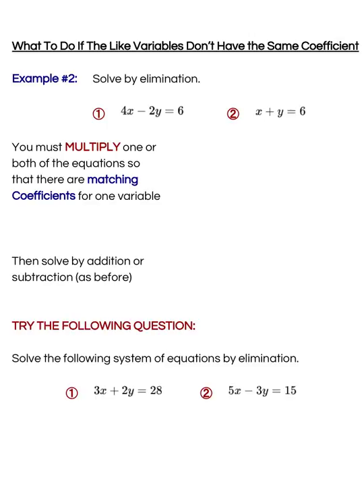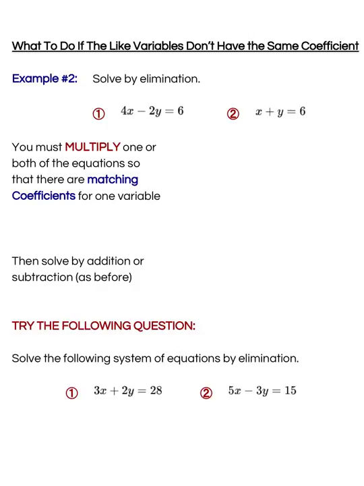And so what I'm going to talk about today in the second video is what the heck you are going to do if the variables don't have the same coefficient. So let's take a look at this example. In this one, it clearly says solve by elimination, which means that I cannot use substitution. When I look at this, I can see that I have 4x and I have x, not the same coefficient. I have negative 2y and I have y, 1y, not the same coefficient.